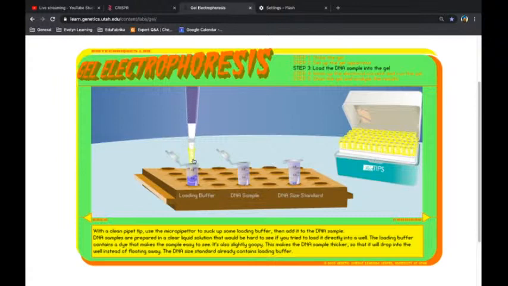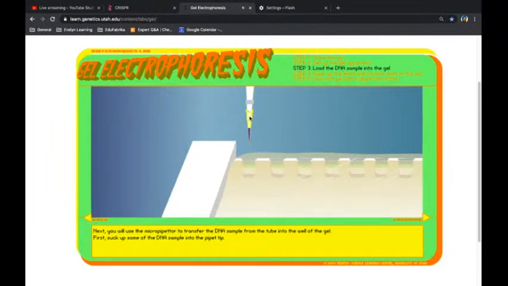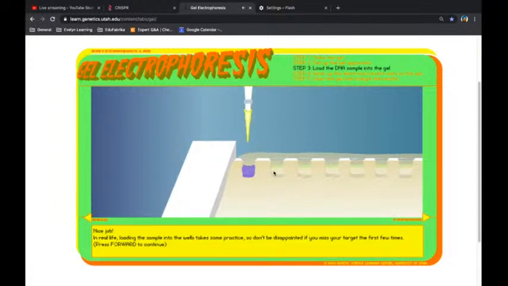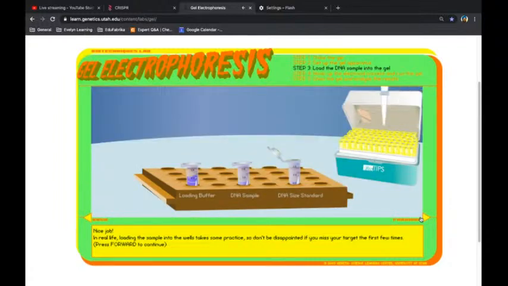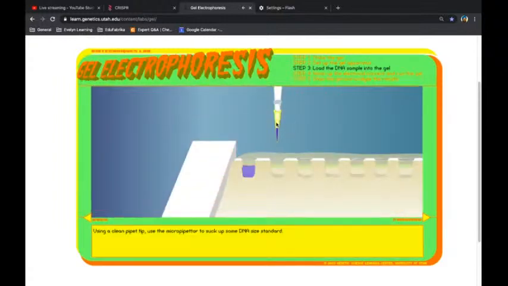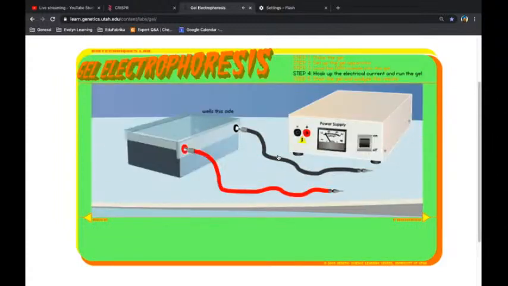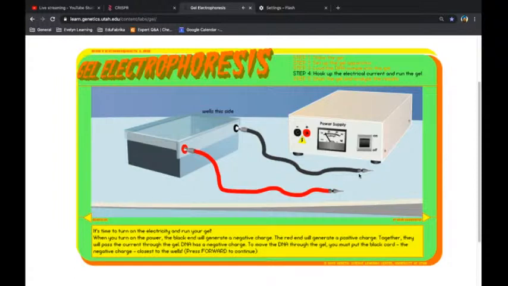So we will take some loading buffer, add it into the DNA sample. Then suck up a little bit and add it to the first chamber of your experiment, like we did in that method or in the video. Nice job. Now we add the standard. We took the standard and poured it into the chamber. Now it's done. Now it's time to apply the voltage to each part of the electrophoretic chamber.